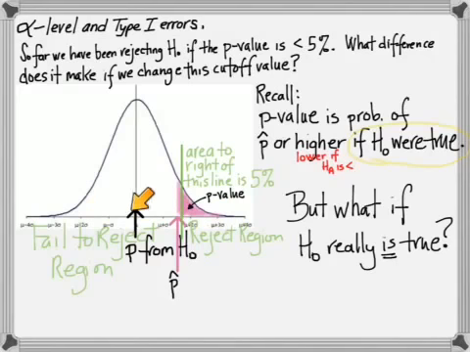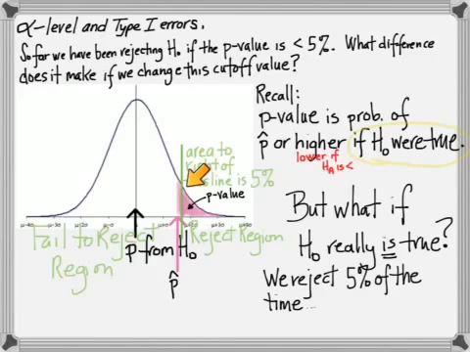It might land here, it might land here. It's more likely to land in this region than it is to land down here, or land down here. However, what this means is that 5% of the time, we will get a p hat that lands to the right of this line. That's exactly what alpha is. It's that 5% out here.